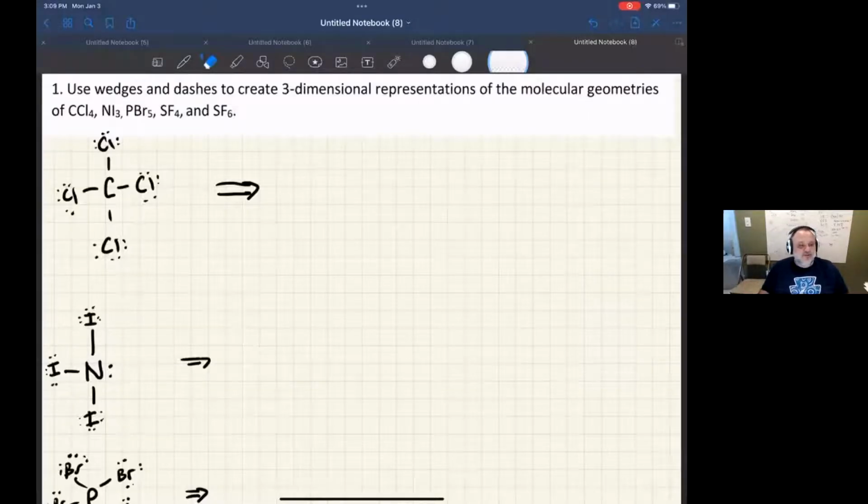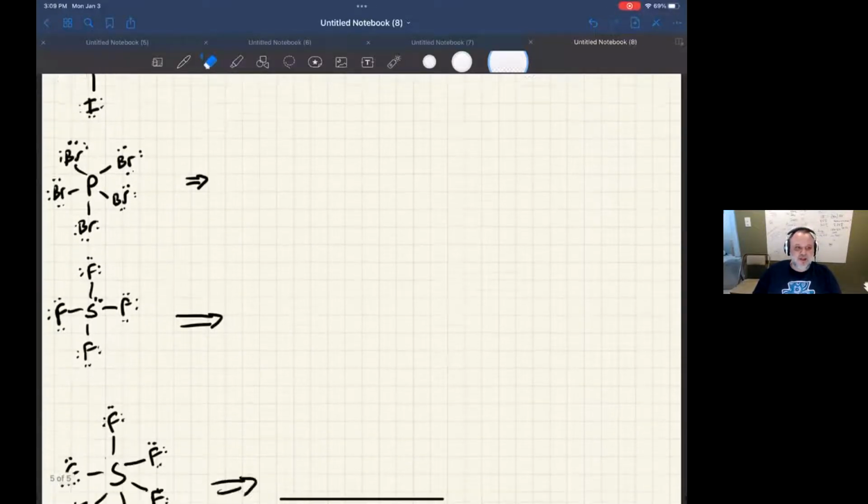Okay, this question asks you to consider the three-dimensional representation of CCl4, NI3, PBr5, SF4, and SF6. So you do need to know how to draw the Lewis structures. And I've drawn the Lewis structures here for all of these molecules.